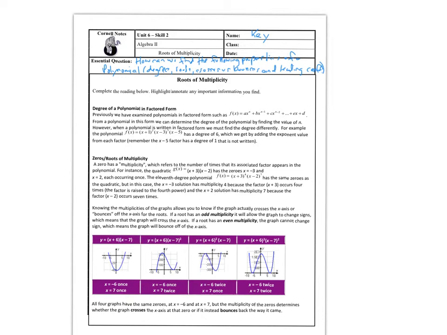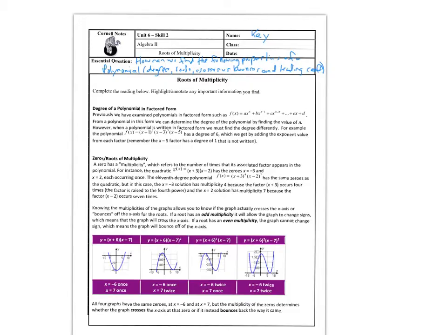Here we go, Unit 6, Skill 2. Alright, so roots of multiplicity. So the essential question: how can we find the following properties of a polynomial, which would be the degree, the roots, crosses versus bounces, and leading coefficient.